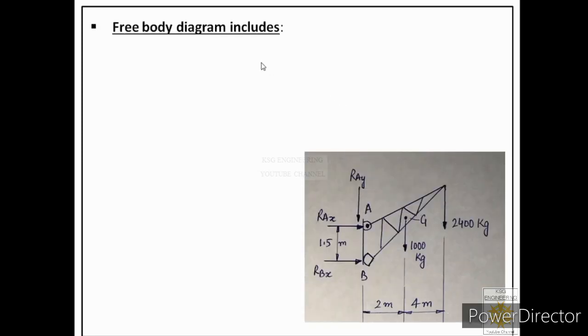Now let us see what we include in a free body diagram. So let us take the same example to understand what we include in a free body diagram. First, we take the isolated body. The isolated body over here is a crane. Then external forces by other bodies. In that example, we have seen that the crane is lifting a mass of 2400 kilogram. So when we convert this into force, that will become an external force.